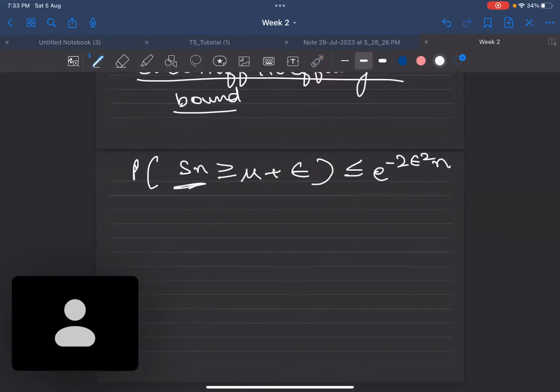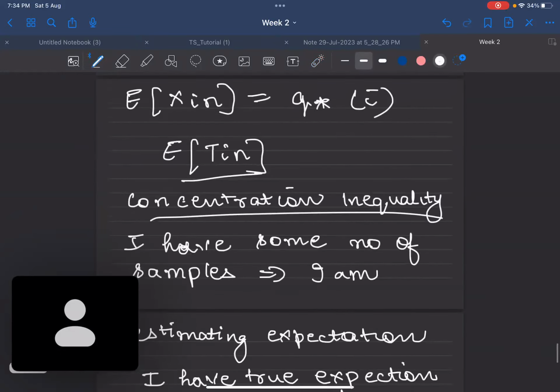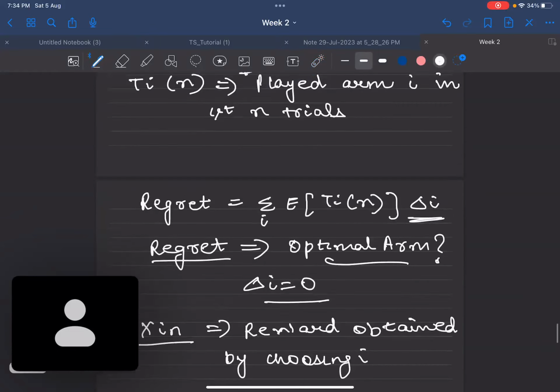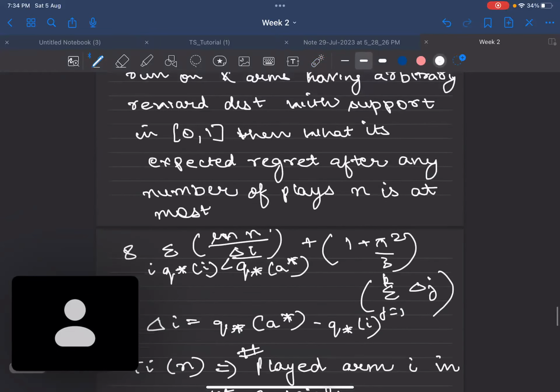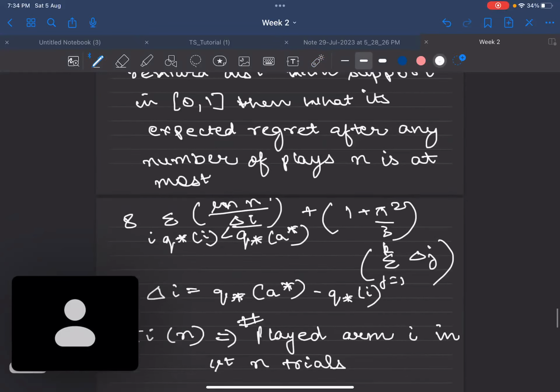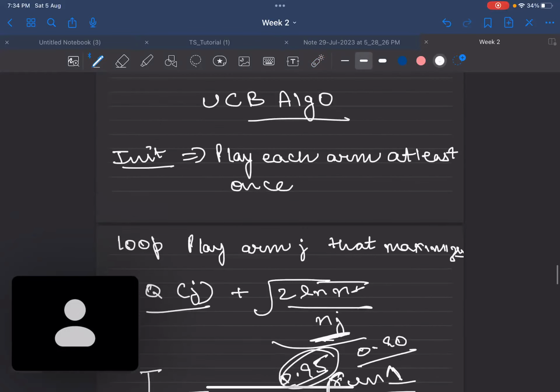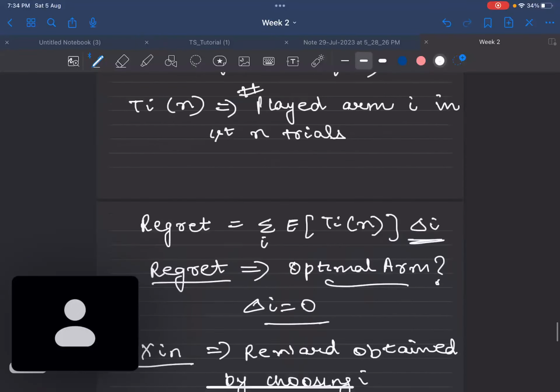Should I proceed forward? Yes, ma'am. So here only we use this term. Let us say this is equal to Cn.